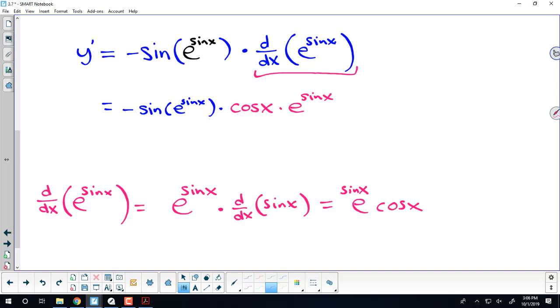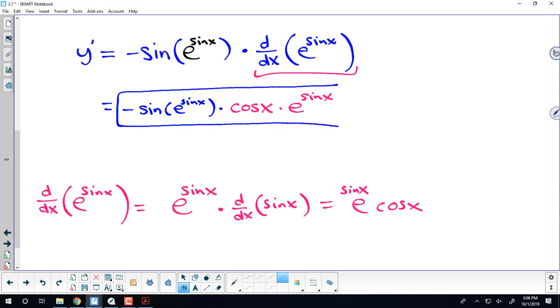So other than rearranging those terms, that's all we can do. Just be mindful that this is the sine of e to the sine x. There's nothing we can do with that to combine with anything else. You've got a sine of something times a cosine times an exponential. And it's fully simplified like that? Yeah, it's fully simplified. There's nothing else you could do to that.